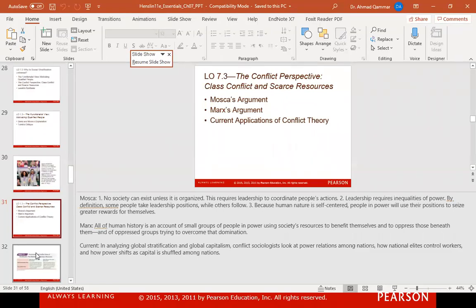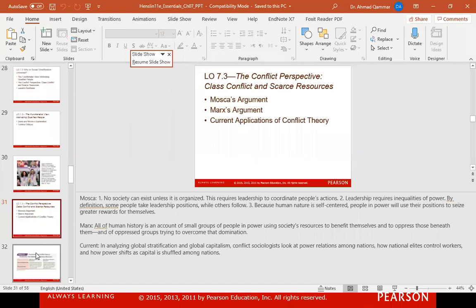Mosca says that no society can exist unless it is organized, and organization requires differences of positions, differences of power positions. It requires inequalities. People would only follow you if they consider you superior, right? So by definition, some people take a leadership role and other people take a follower role, right? Because human nature is self-centered, people in power will use their power to seize more power and more reward. And that's the very basis of corruption.